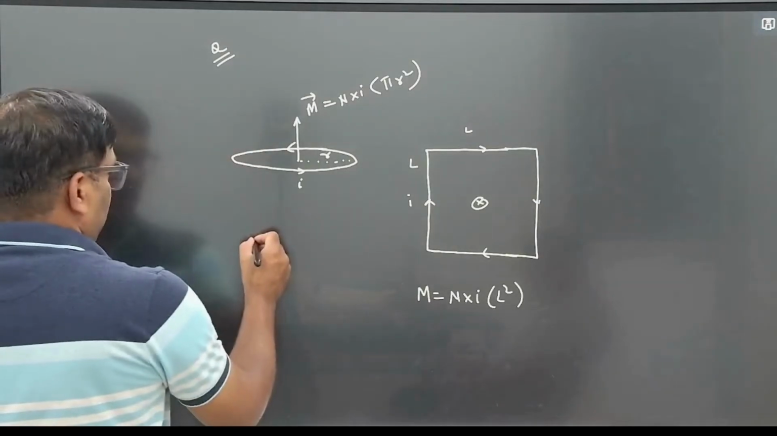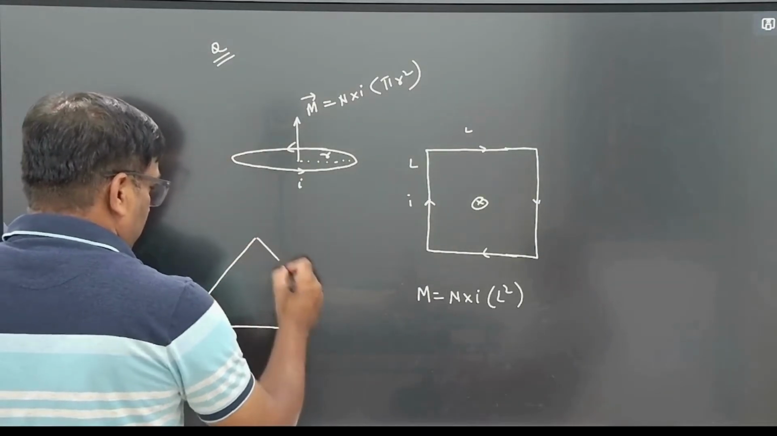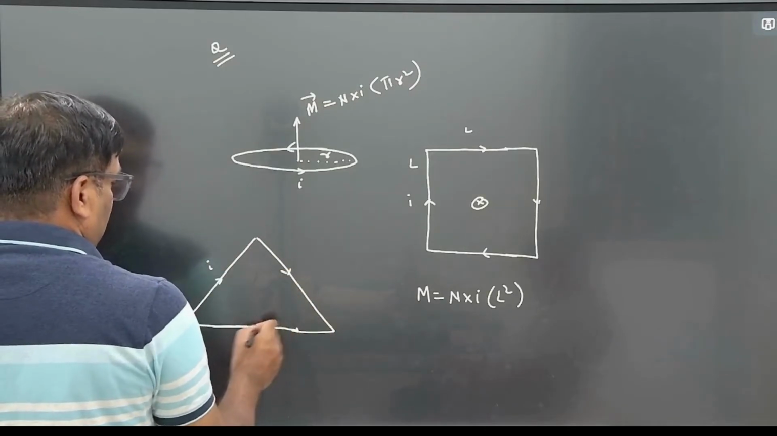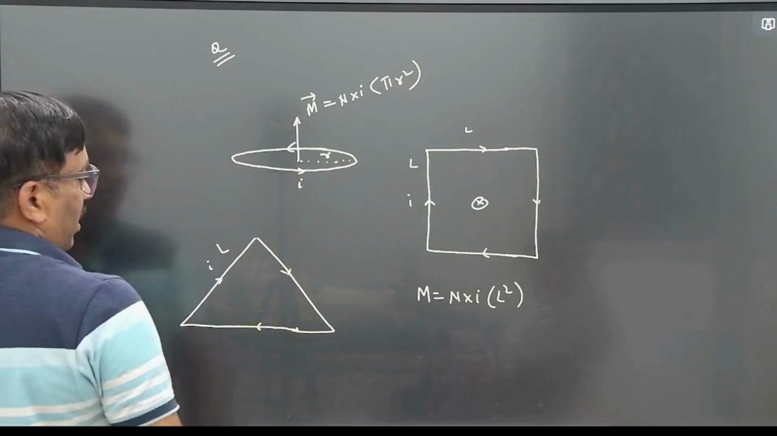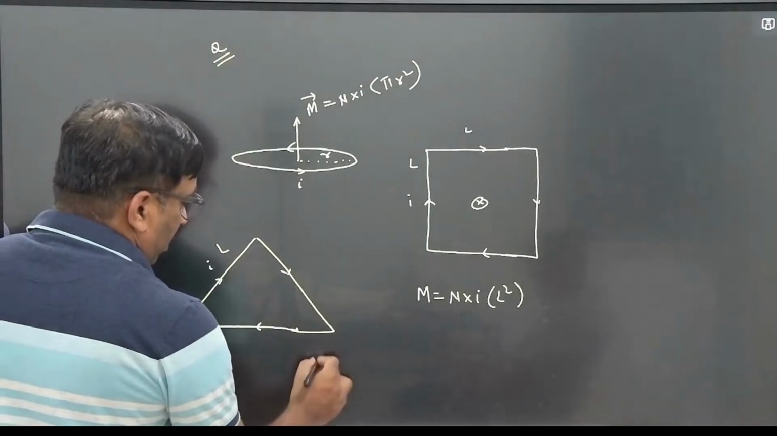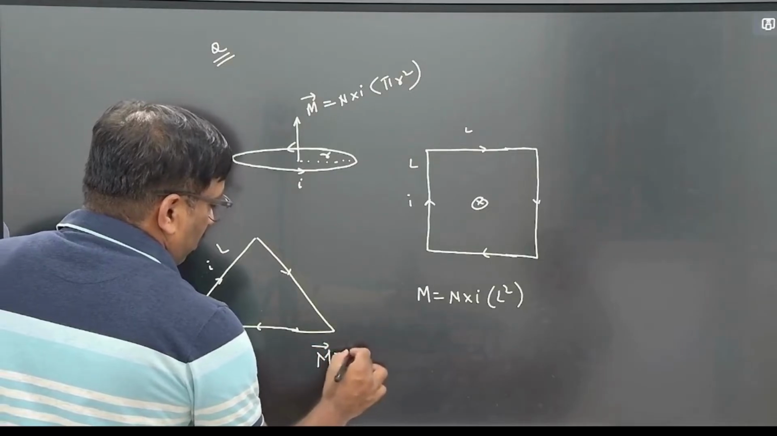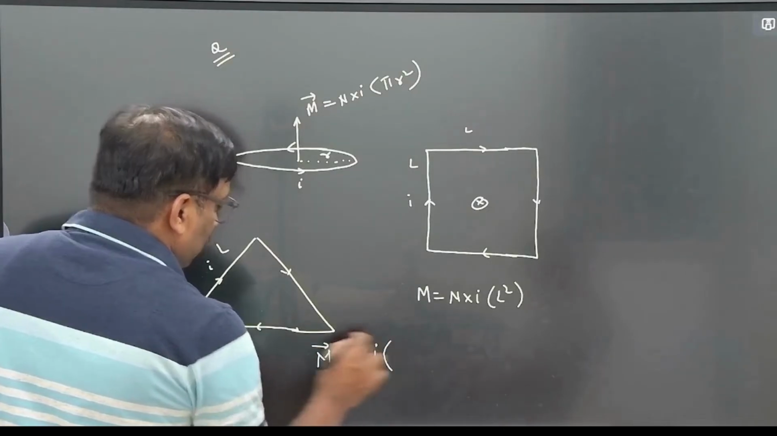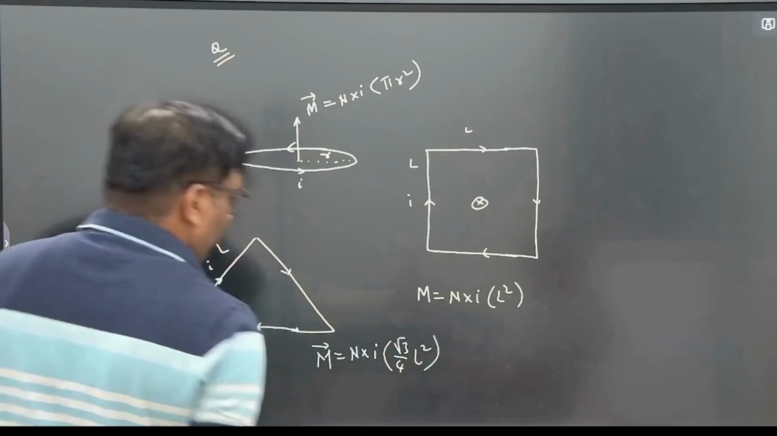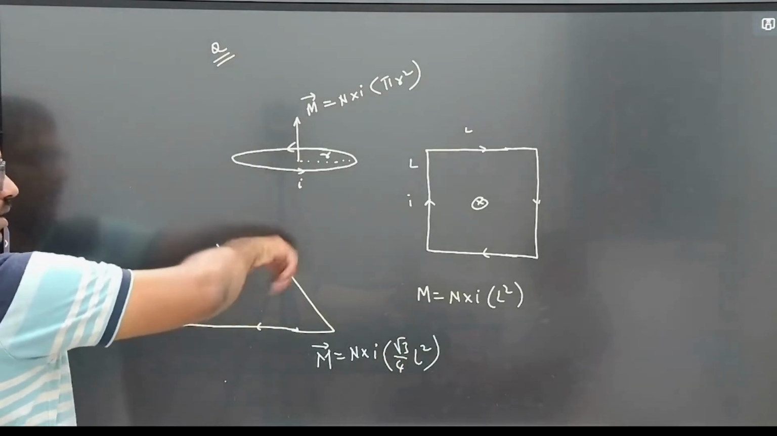Now the equilateral triangle coil. Here the current is I, and the side length is L, equilateral triangle, again the same story. So what will be the formula for the magnetic moment? It will be equal to N into I into the area of the equilateral triangle, therefore root 3 by 4 L square will be the area of this equilateral triangle.